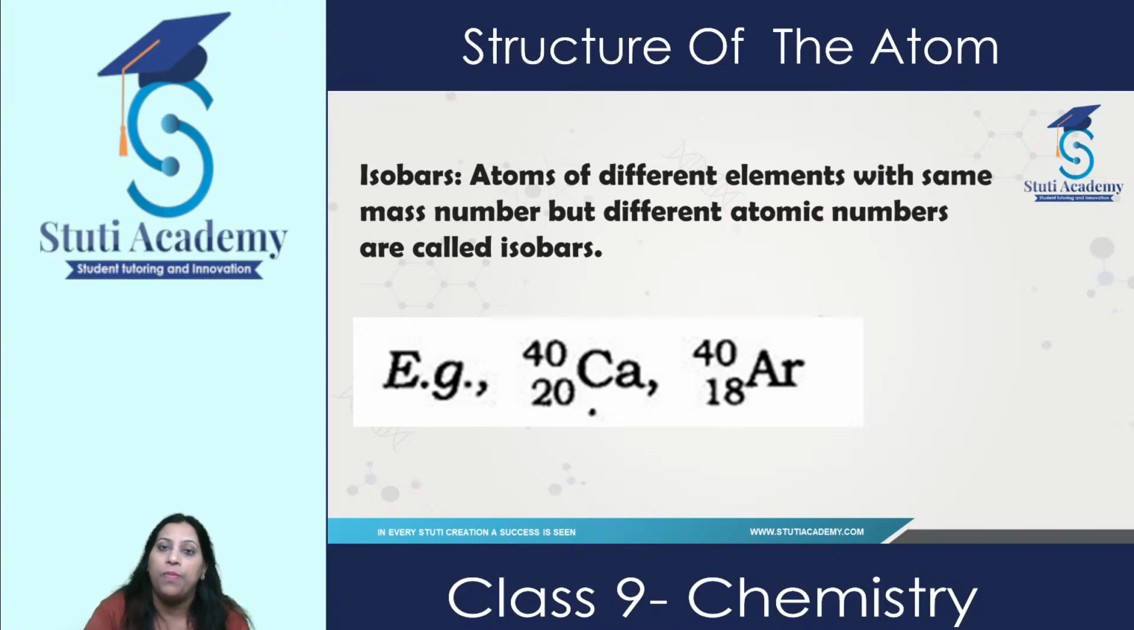Then we have isobars. Isobars are opposite to isotopes. Isobars mean their atomic number is different but their mass number is the same. As you can see, calcium and argon, their atomic number is different, it is 20 and it is 18, but their mass number is the same, which is 40 and 40. Now these are isobars. Fine.